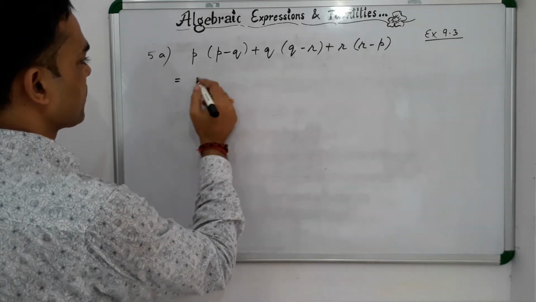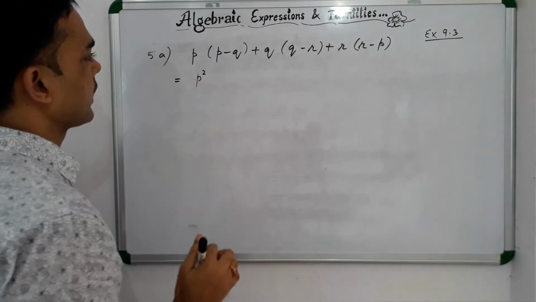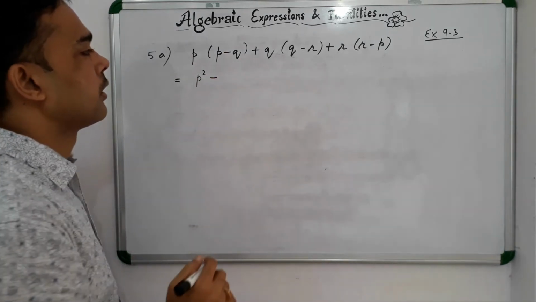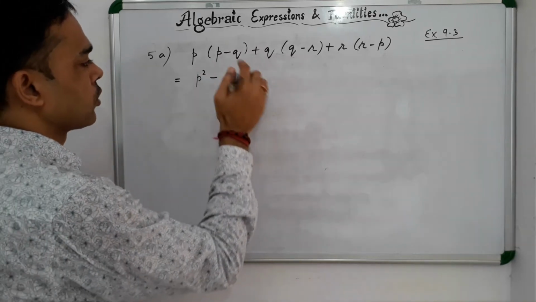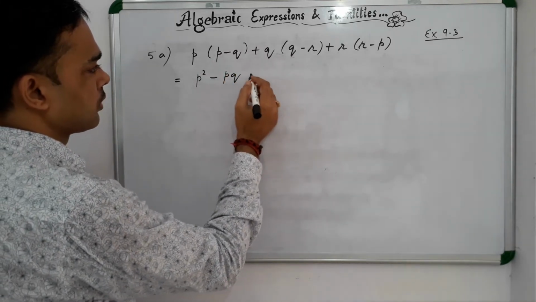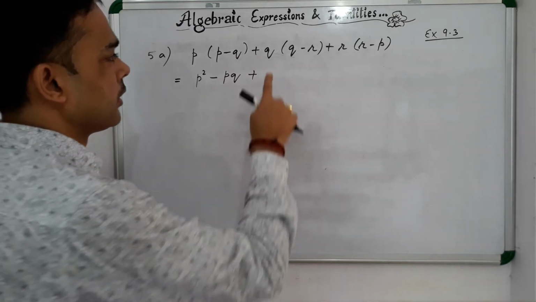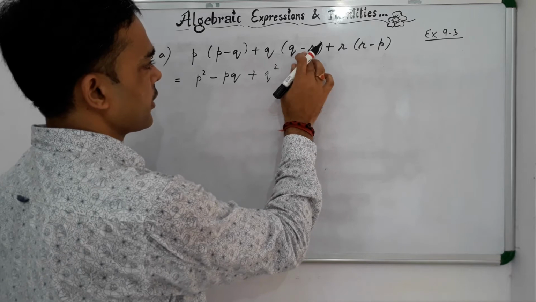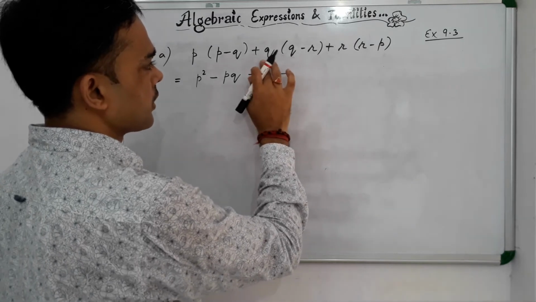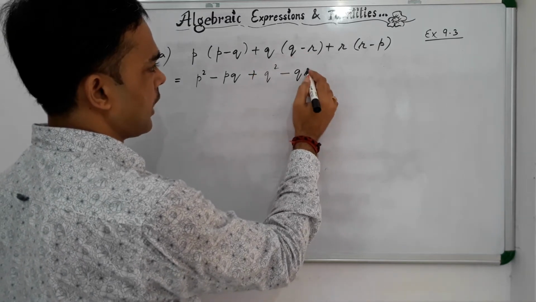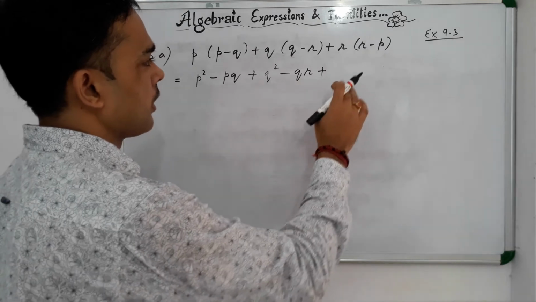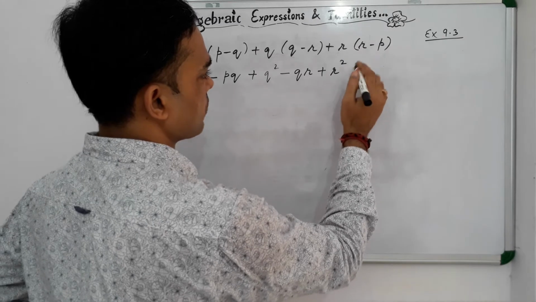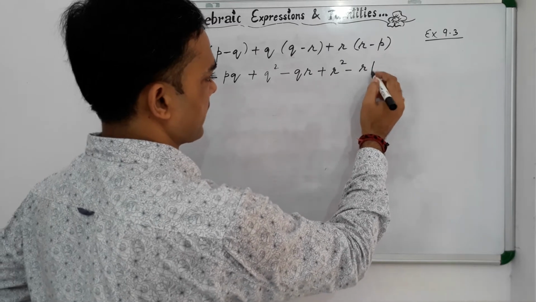Okay, so P into P will be P square. Then plus into minus will be minus. Then P into Q will be PQ, plus Q into Q will be Q square, plus into minus is minus Q into R is QR, plus R into R is R square, plus into minus is minus RP.